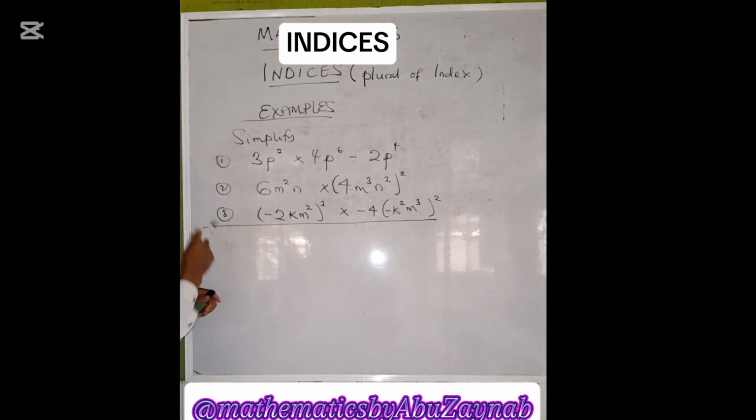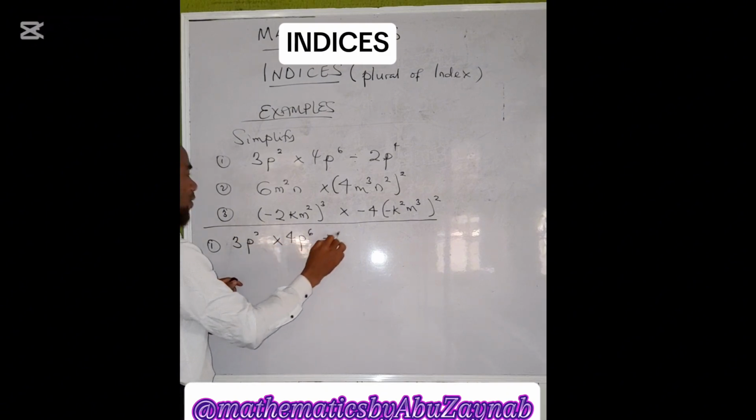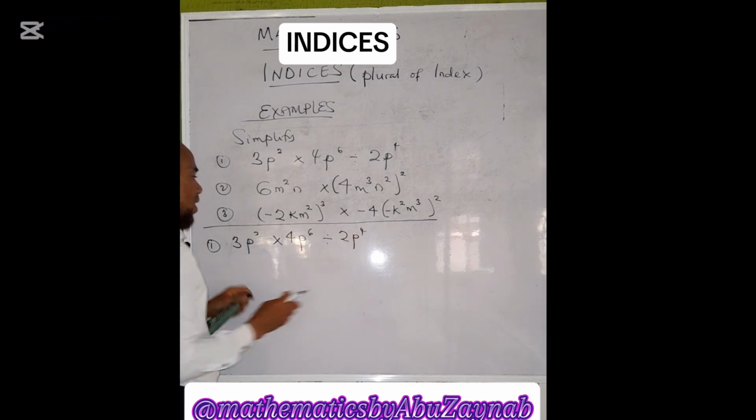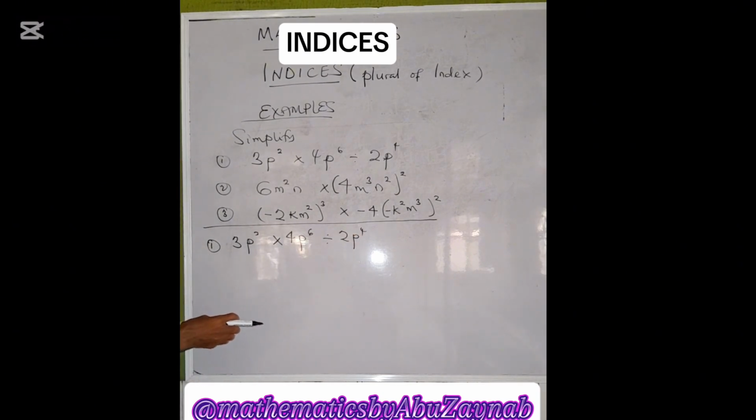Okay, so let's try to apply the laws of indices basically using these first three examples. For the first example, we have 3p squared times 4p to the power of 6 divided by 2p to the power of 4. Now let's deal with the numbers first. That's the rule. The numbers first. The numbers are the coefficients. I mean, we've got 3, 4, and then 2. So to start with, I'm going to have 3 times 4, then divided by 2. The coefficients first.